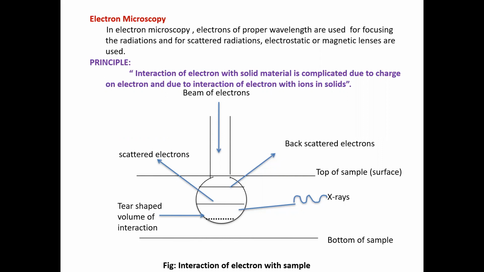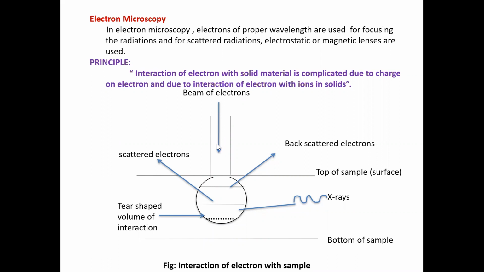See, those complications occur because your electrons have a charge, and due to interactions of electrons with the ions in a solid material. Solid materials may be in ionic form, so that is the reason complications occur, right? So what complications and what kind of phenomena occur after the electrons are bombarded on your sample? This is a simple figure to understand what kind of phenomena occur after the interactions, right?